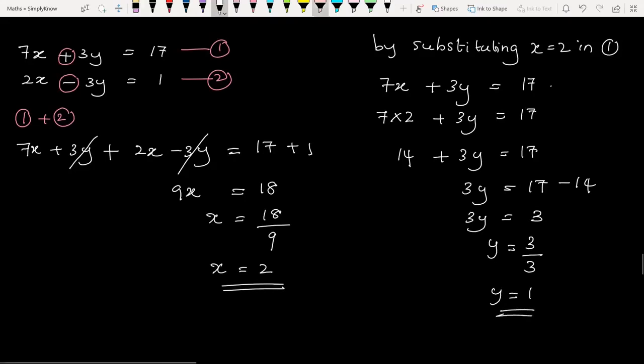Okay, again, shall we check our answer? If x is 2, here it should be 7 times 2, 14. Plus, if y is 1, 3y is 3. So 14 plus 3 is obviously 17. Our answers are correct.